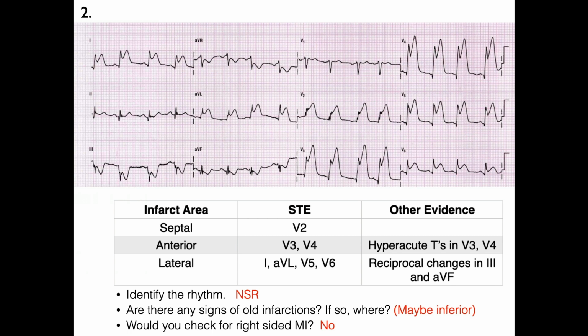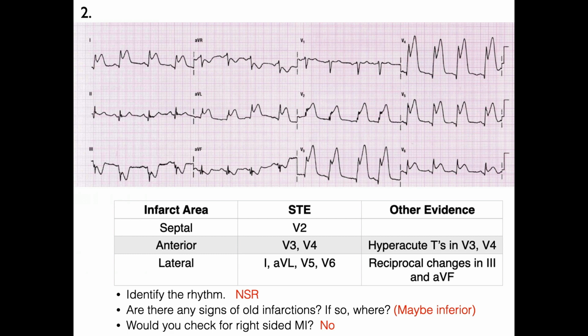So is there any additional evidence besides the ST elevation in V2 for the septal? Nope. There's no hyperacute T's, reciprocal changes aren't applicable for V2, and there's no Q waves. This is blank. V3 and V4, oh yeah, look, from the J point, these are hyperacute T's. So you could just write HTs and say where it is. HTs in V3 and V4, okay? And then the lateral, we've got the reciprocal changes in 3 and aVF, okay? Does that make sense? I really like this idea of thinking in terms of evidence for the infarcts.